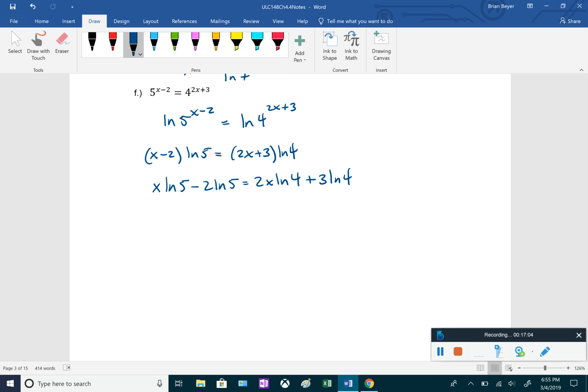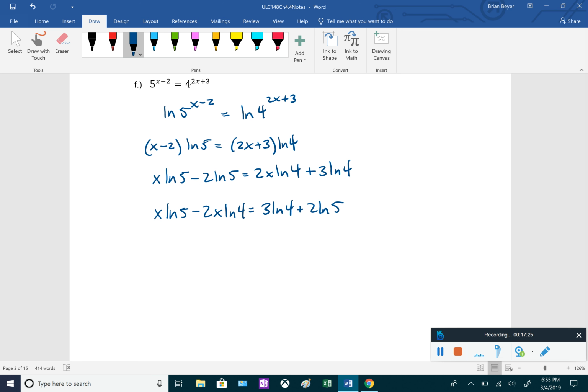I'm going to subtract 2x ln of 4, and I'm also going to add 2 ln of 5 on both sides. So I'm going to get x ln of 5 minus 2x ln of 4 equals 3 ln of 4 plus 2 ln 5. So I just got all the constants on one side, variables on the other side. We have all the variables on the left right now.